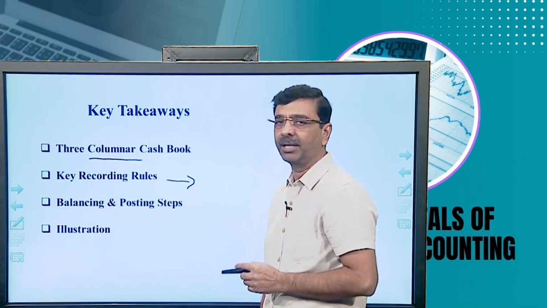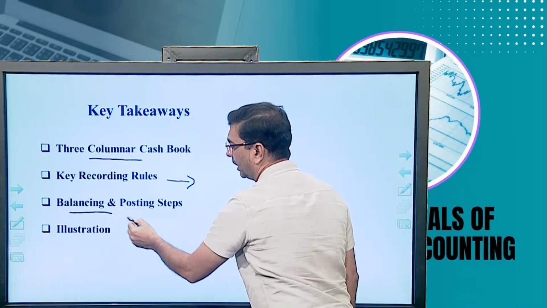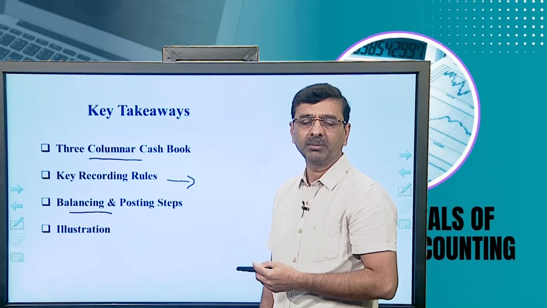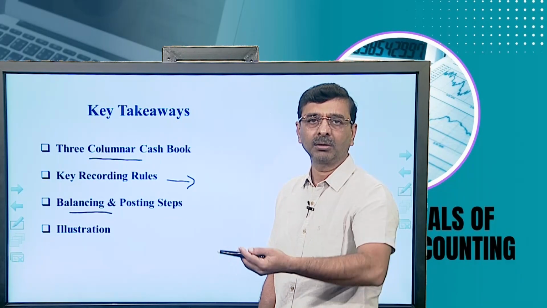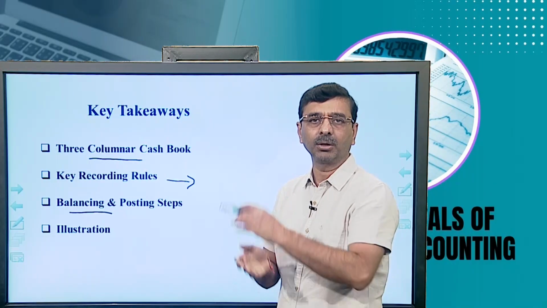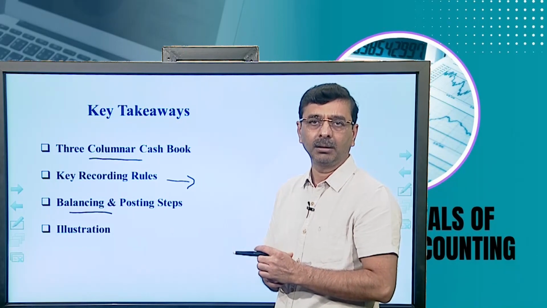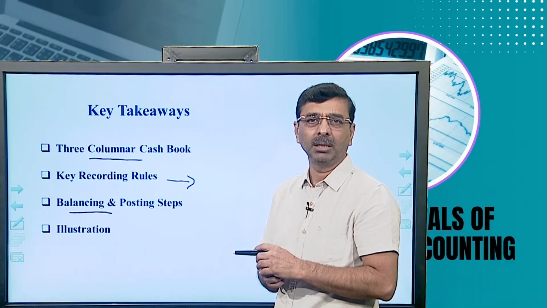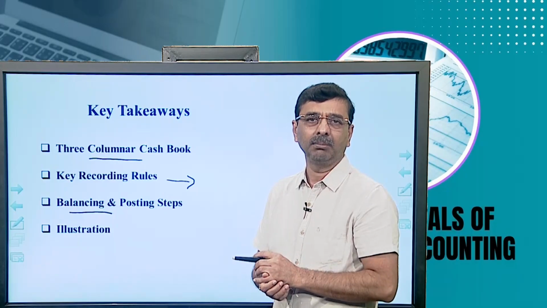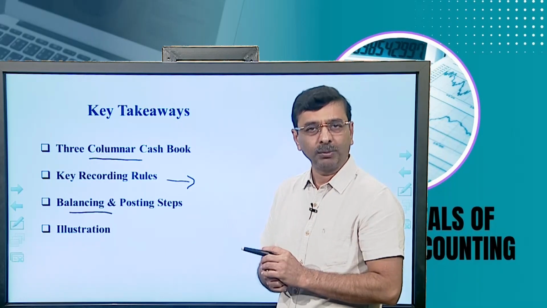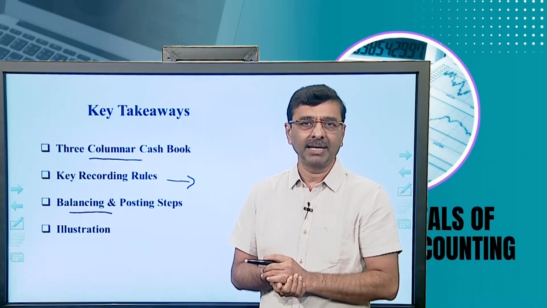What are the main rules and regulations to consider at the time of recording transactions in the cash book? How is balancing done to find out the opening and closing balance? In the cash column, we always find the opening cash balance and closing cash balance, but in the case of the bank column, we may not always have an opening balance and closing balance. Sometimes it may be an opening bank balance with a closing bank overdraft also. And in the case of the discount column, we will not find a balance.